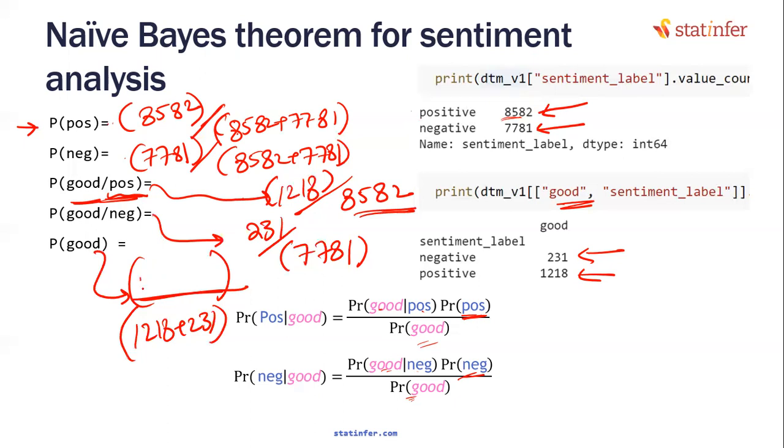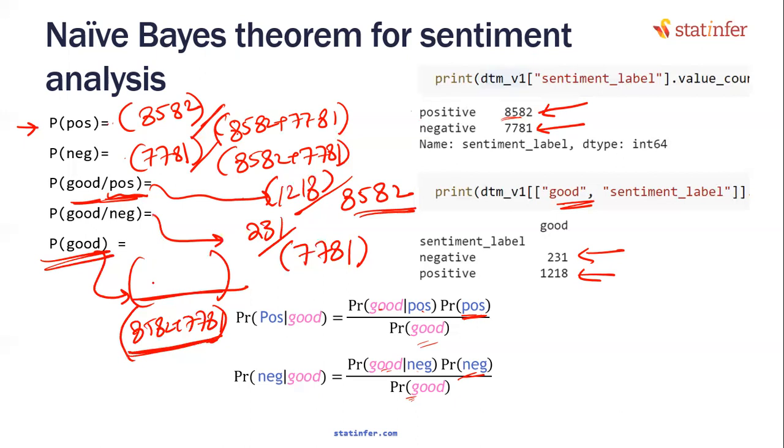The numerator will be overall 1218 plus 231. That means good is appearing everywhere, is it? Is the probability of good 1%, is it complete 100%? Is that the case? No. Tell me what are the denominator cases? The denominator is 8582 plus 7781. When you think carefully, it doesn't matter whether it is positive or negative.